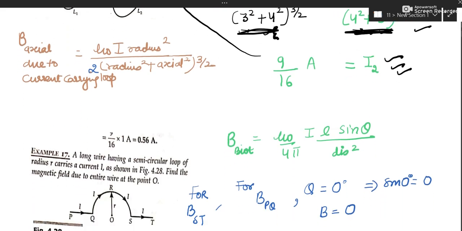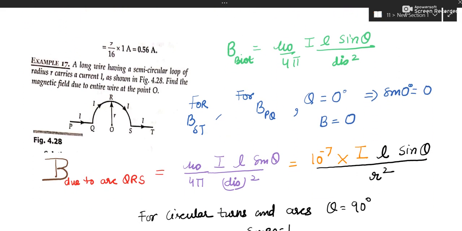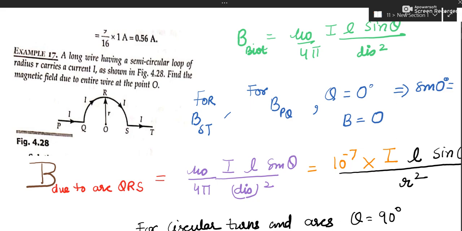Getting to the next numerical now. Here you can see a long wire having a circular loop of radius r carries current I. Find the magnetic field at O.